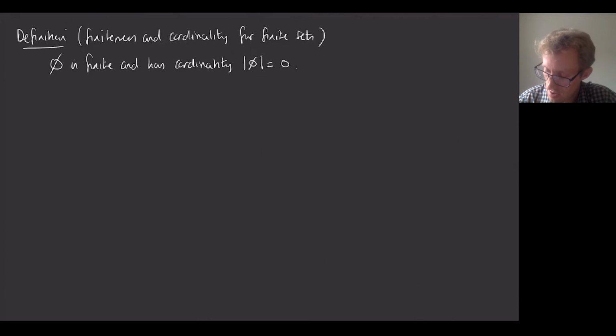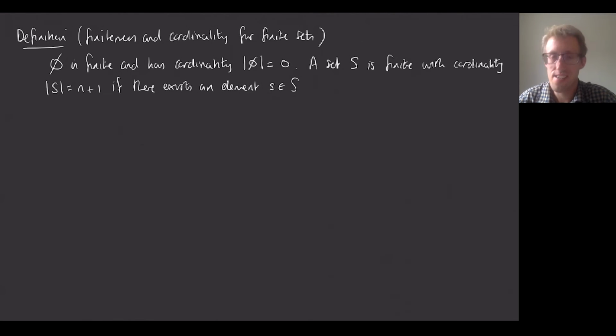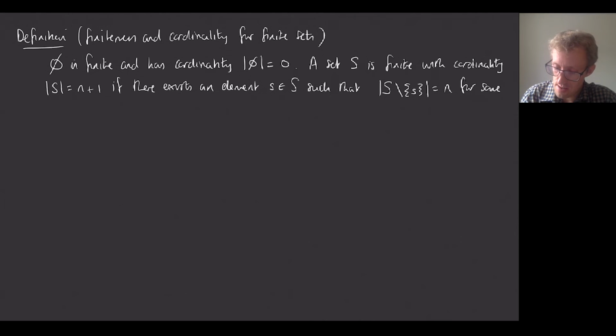And then for any other set, I'm going to call it S, the set S is finite and has cardinality equal to n plus 1 if there exists an element, which I'll call little s, in S, such that if we get rid of that element from the set, so I'm going to write that as the set difference between the set S and the set that contains just that single element s, the cardinality of that set is n for some n in the natural numbers.